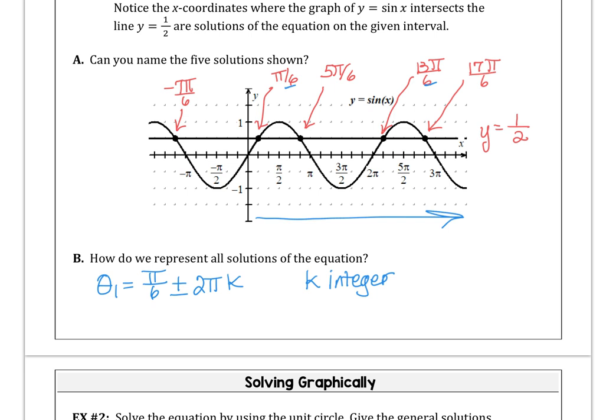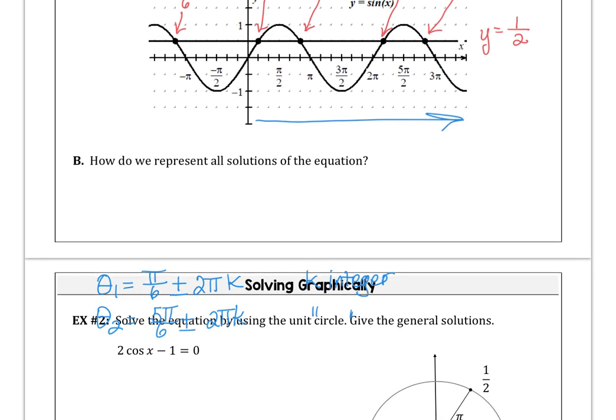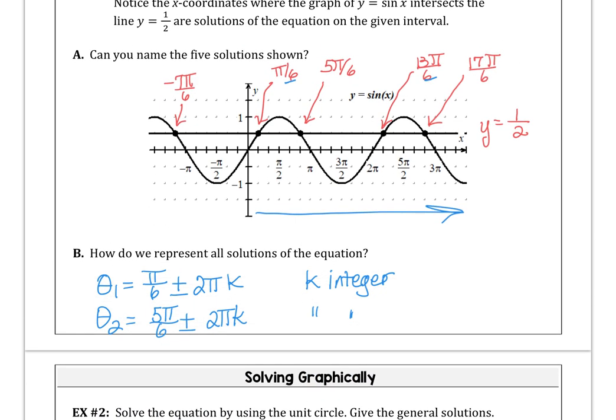Now the second set would be if we started at 5 pi over 6 and then added or subtracted 2 pi k, where k is an integer. And that would give us 5 pi over 6, 17 pi over 6, and so forth. So those are called general solutions to an equation. We did that graphically. In example 2, we want to solve using the unit circle.